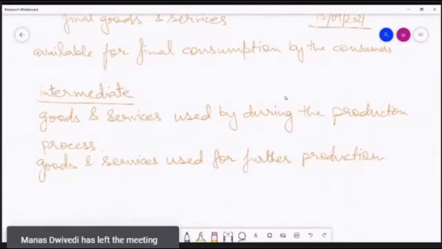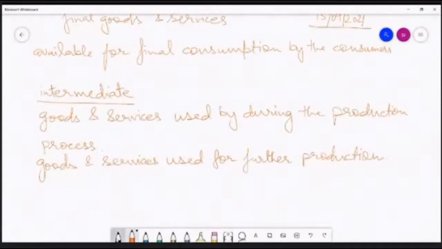Ma'am, what happened? Ma'am, may you please use the black pen? Ma'am, this is not visible. Okay. Yes, thank you.